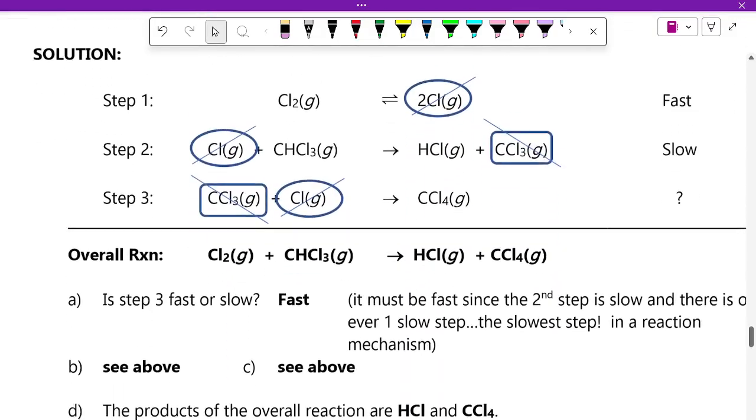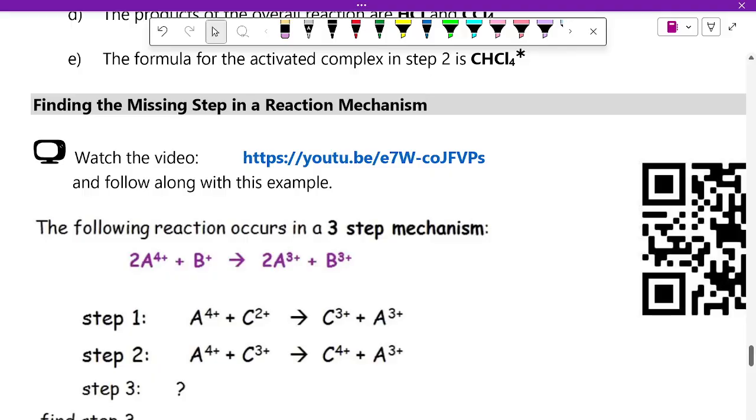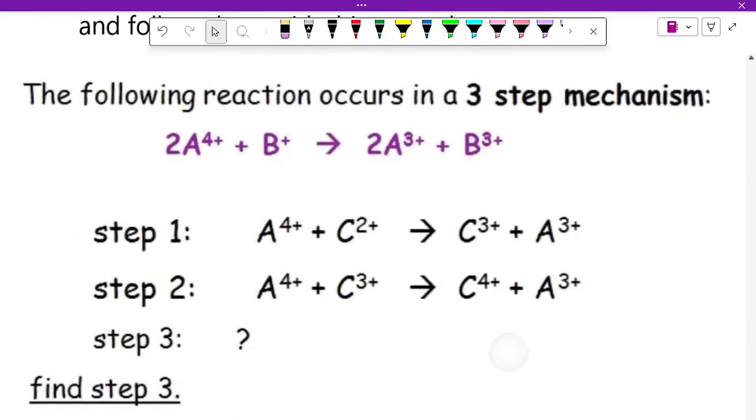All right, let's see what else we've got here. There's our solution. We are going to find the missing step. So this following reaction occurs in a 3-step mechanism, and we are given step 1, we're given step 2, and we do not know step 3. What that means is that this reaction here, this is our overall reaction.